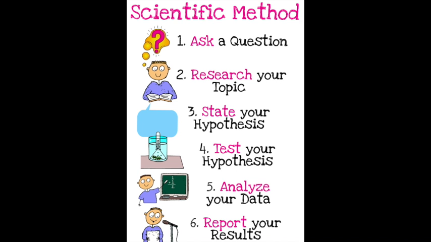For the next handout for my second graders, I like this one because it really breaks it down very simply into 6 easy steps regarding the scientific method. So step 1 would be to ask a question. 2, research the topic, state their hypothesis, test the hypothesis, analyze the data, and then report their results.